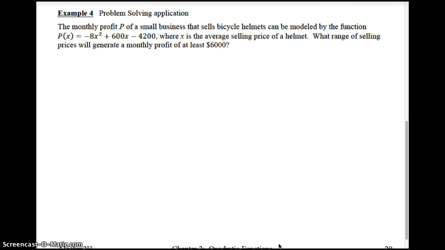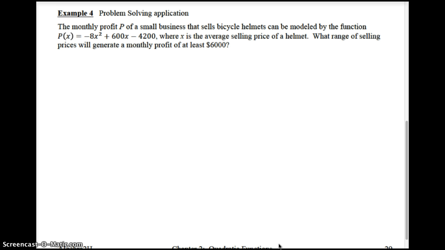Number 4 says the monthly profit P of a small business that sells bicycle helmets can be modeled by a function P of x is equal to negative 8x squared plus 600x minus 4200, where x is the average selling price of a helmet. What range of selling prices, meaning what values of x, will generate a monthly profit, meaning P of x, of at least 6,000.